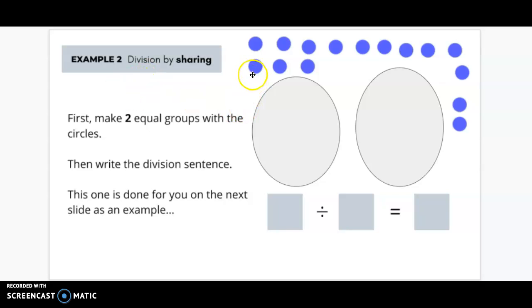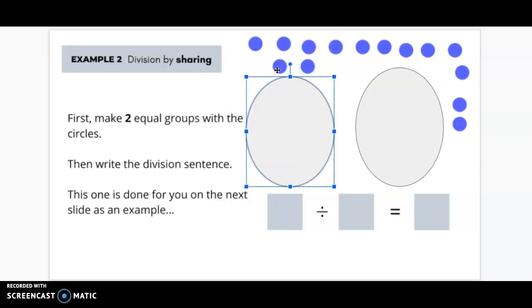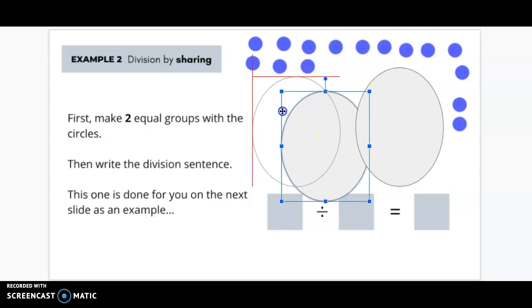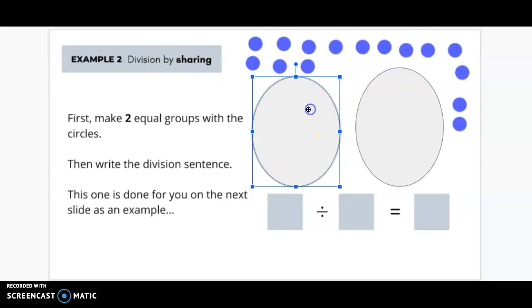So now this is an example that we're going to use just to show you how you can do division by sharing. So this one says to first make 2 equal groups with the circles. And so I've done that. And now what I'm going to do is move the dots and I'm going to equal share. So first I've got to change. So I've got my 2 circles and I'm going to equal share.